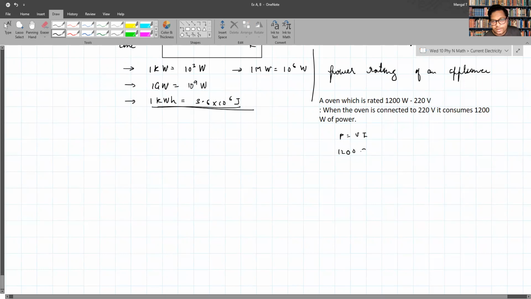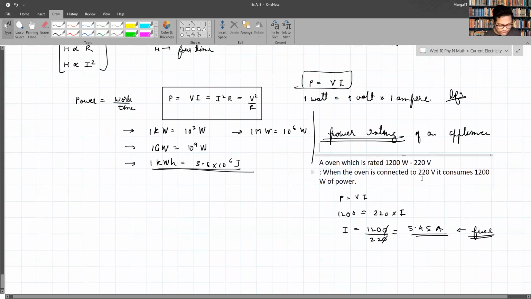So this is 1200, this is 220 into I. So that will be 1200 upon 220, which is 120 divided by 22, which will be 5.45 amps. Now this will tell you how much current will flow through this oven, and therefore you can decide on the fuse wire that you need for this instrument. So that is the importance of this power rating. So far any questions?